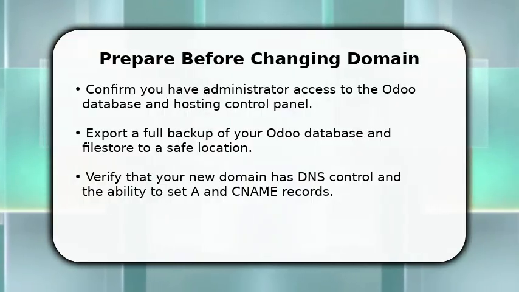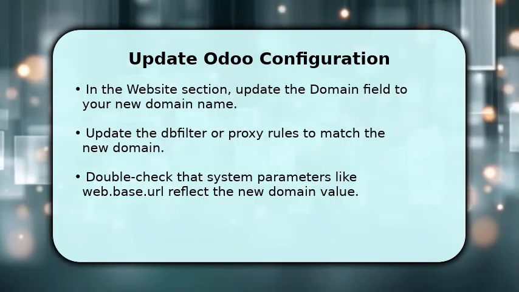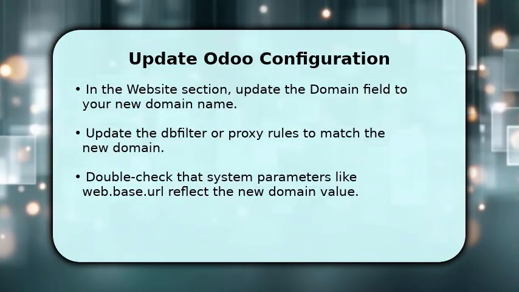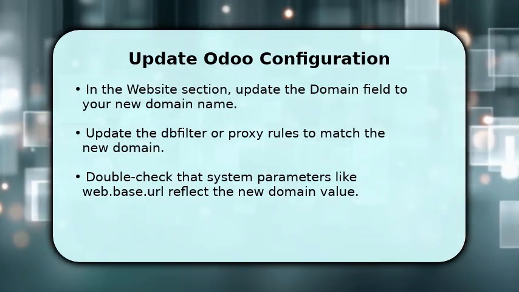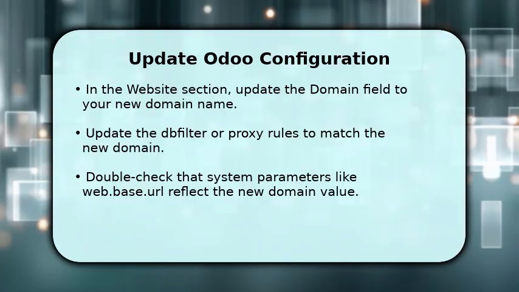Log into Odoo as an administrator and open the General Settings page. In the Website section, update the domain field to your new domain name. Save changes and restart the Odoo service to ensure configuration reloads.